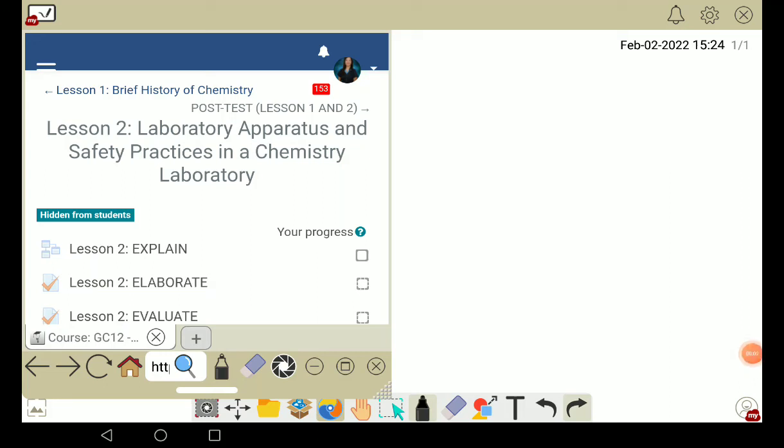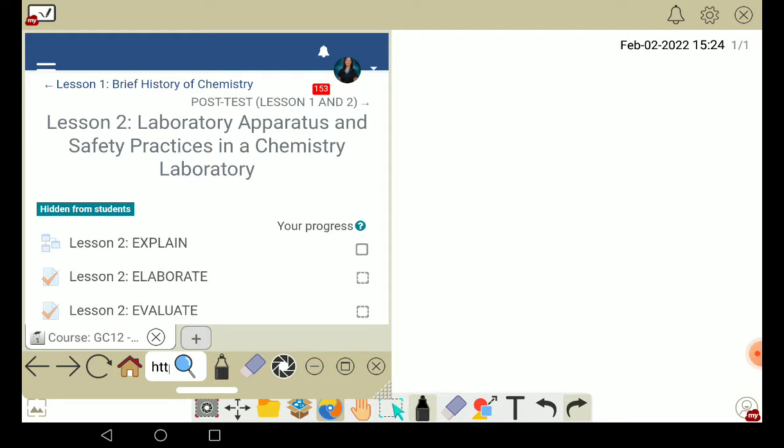Good day, everyone. We are done with our first lesson, which is a brief history of chemistry, or a short background of chemistry. Now we are going to have another topic, which is the common things that you could find in the chemistry laboratory. So these are, of course, your laboratory apparatus, and we also need to discuss the safety practices that we need to remember upon entering the chemistry laboratory.